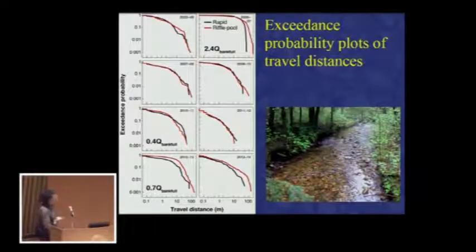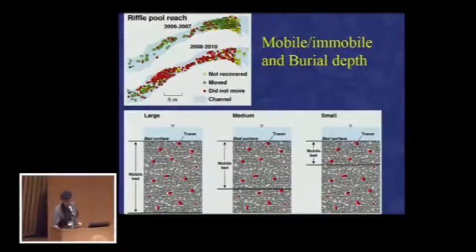If we want to look at it in terms of exceedance probabilities and so on, I did not try to plot any curve here. But if you think about it in terms of high flows, this is the difference between the rapid and the riffle pool in terms of the distribution. In low flows, they are roughly on top of each other. In high flows, they depart from each other.